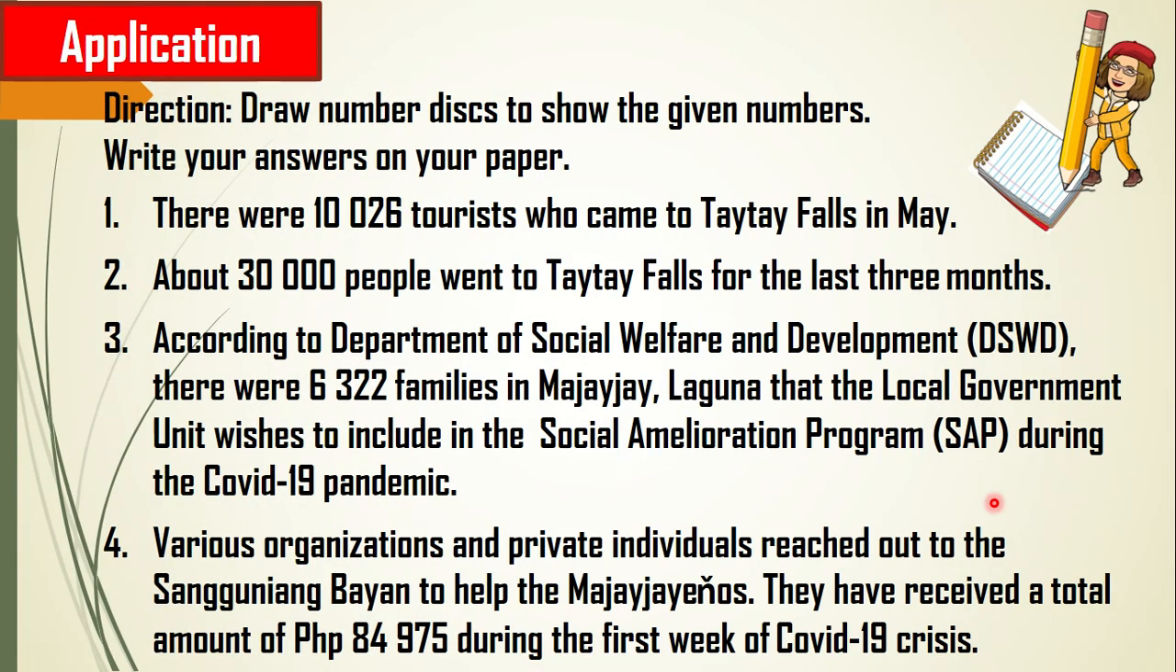Let's apply what you have learned. I want you to get a piece of paper to write your answers. In this portion, you are going to answer 4 items. Read the directions carefully. Once you start answering the application, pause this video. Once you have finished answering the 4 items, you may resume watching this video to check your answers.